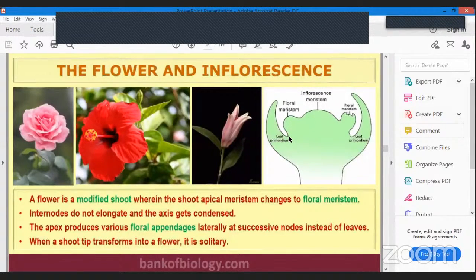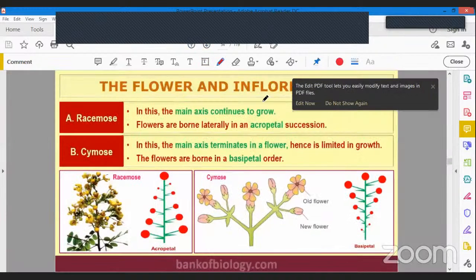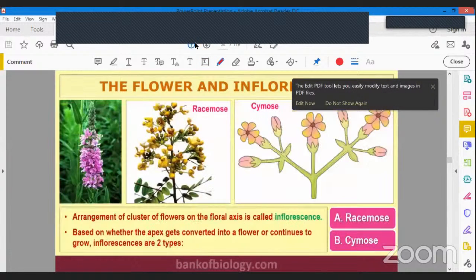Then, students, we'll go to the next part. Then we go to the next part, that is the inflorescence.